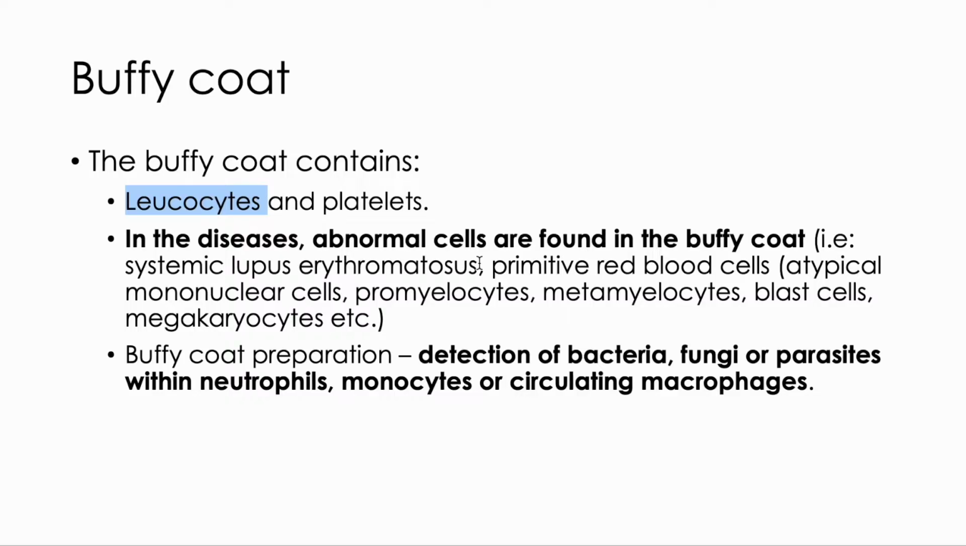Sebab tu kalau kita nak tengok disease ke apa ke, you buat centrifugation on a whole blood, okay, and then you ambil dekat Buffy coat dia, you smear that Buffy coat, you tengok structure dia macam mana. Okay, so other than that, the Buffy coat preparation can be used to detect bacteria, fungi, parasites, neutrophils, monocytes, and other circulating macrophages in it.